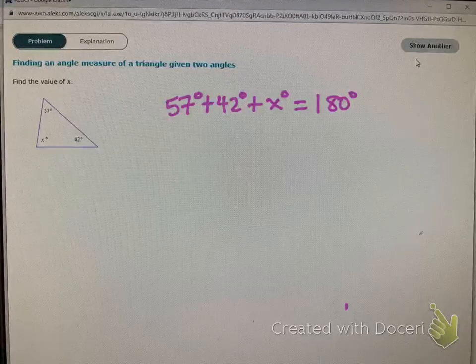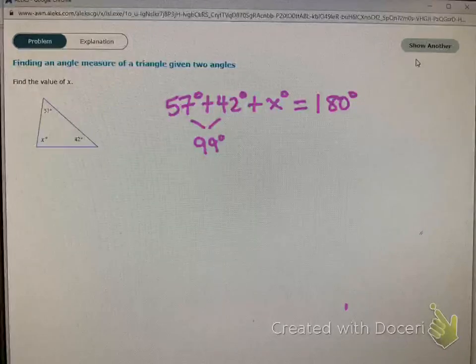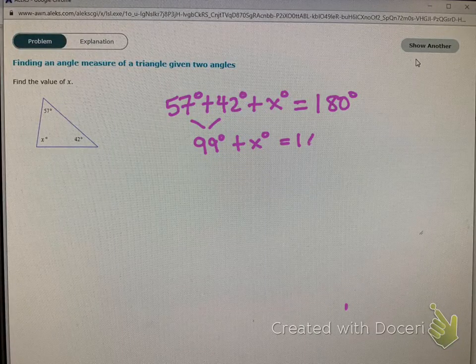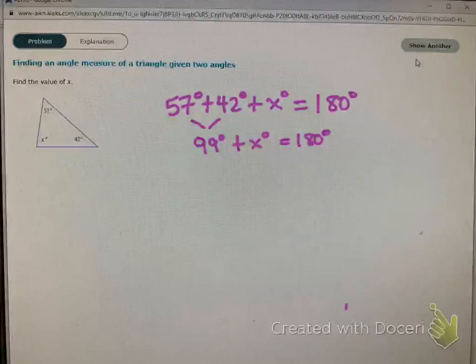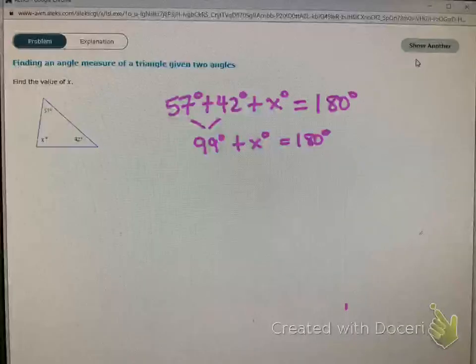And so what we do is we combine our like terms. That's the 57 and the 42, and that gives us 99 degrees, plus the missing one equals the 180 degrees. Now we can't combine the 99 and the x. Those are not like terms. And so we're actually going to solve for x, meaning getting the x by itself.